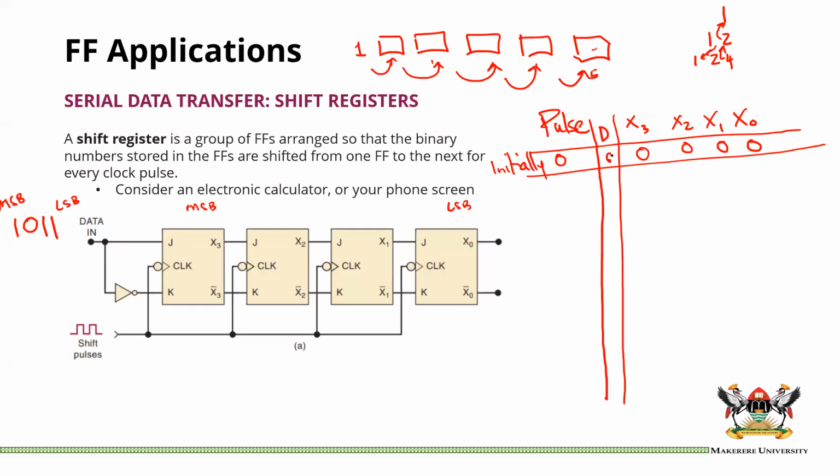Okay, so D, initially, there is no D. After the first pulse, at the first pulse, my D should be 1, which is the LSB.